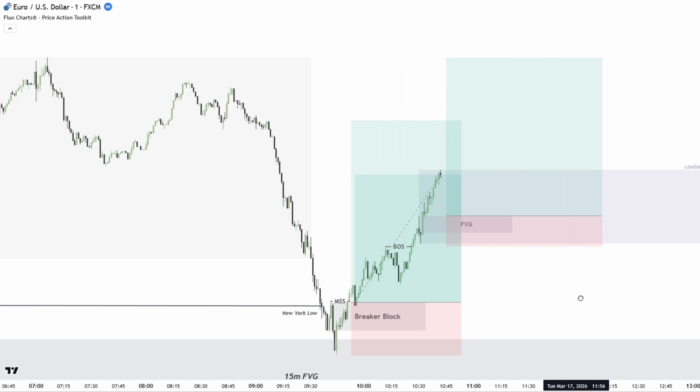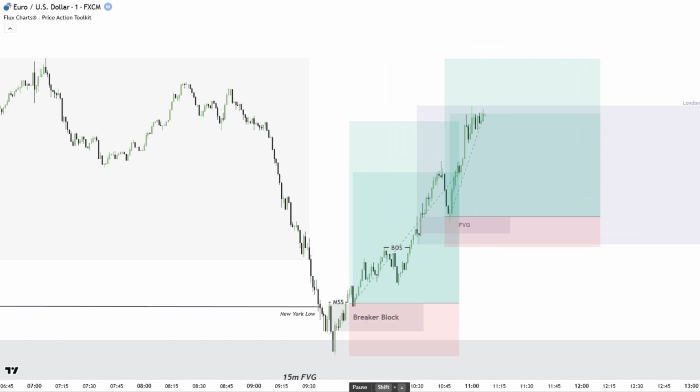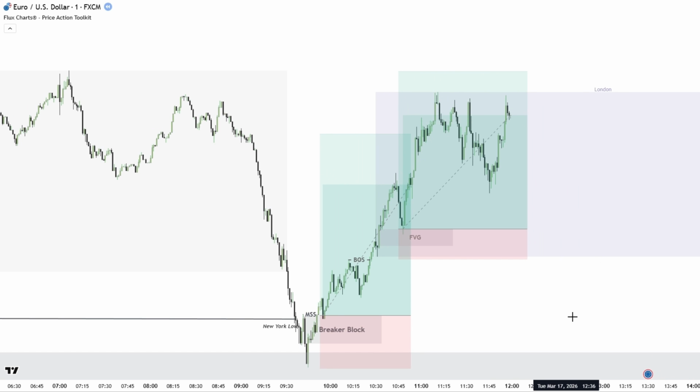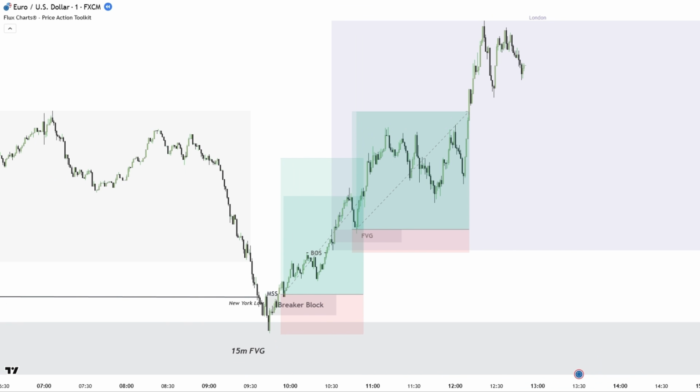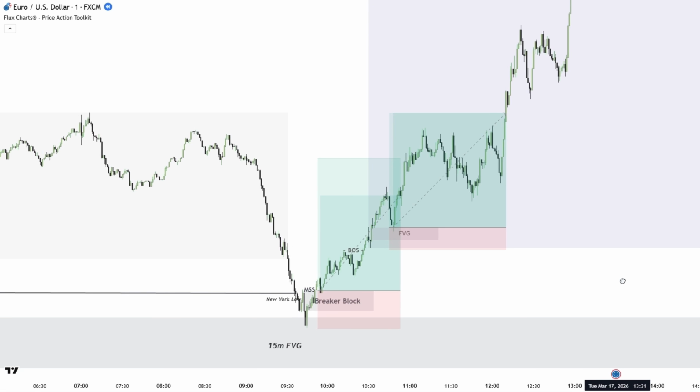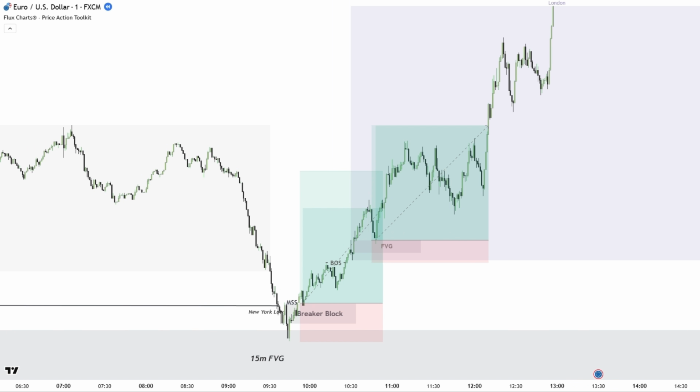Now, let's see what happens next. As you can see, price pushes slightly lower, triggers our second buy order and then quickly reverses with strong bullish momentum, eventually hitting the take profit on both trades, once again proving how effective this model can be.